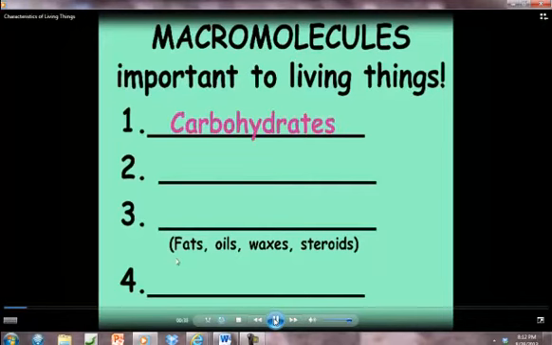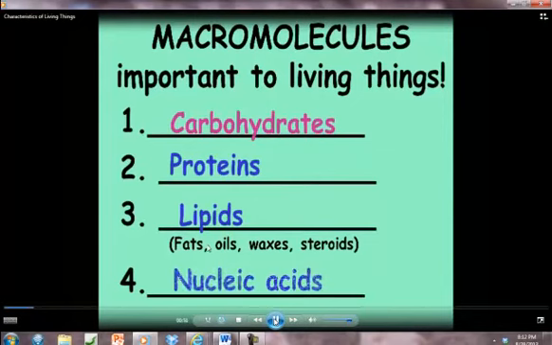examples. So number 1, carbohydrates. Number 2, protein. Number 3, lipids. Number 4, nucleic acids.